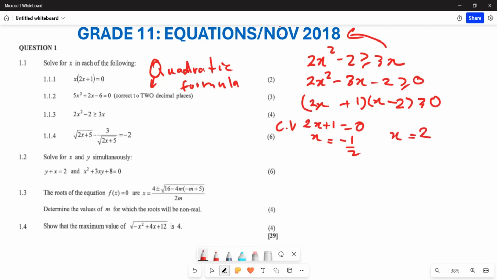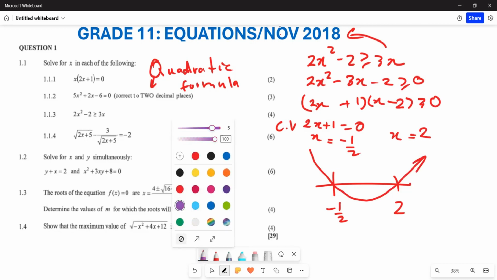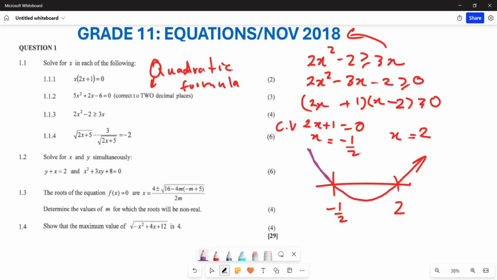As soon as you get your values of x, you're going to come back and write your number line. So this is going to be -1/2, and here it's going to be your 2. When the expression is greater than 0, remember this is going to be your smiling face graph, so we are referring to this part, which means it's going to be this one.